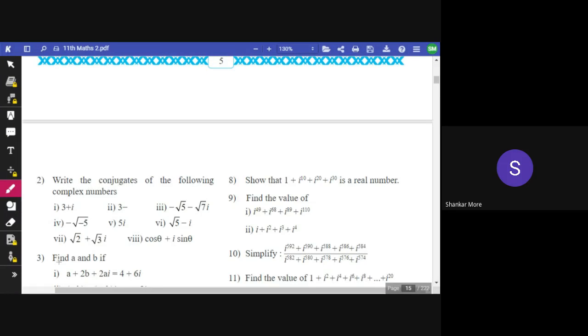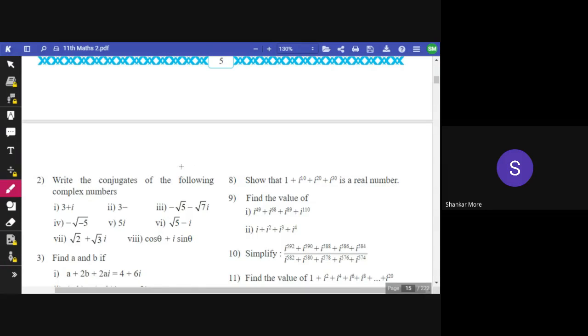Which question, Sankalp? Third one. This one. Write the conjugates of the following complex numbers. What we have to do is just reverse the sign of the imaginary part. So its complex conjugate is going to be minus root of 5 plus root of 7i. This should be the answer, isn't it? A different answer is given.